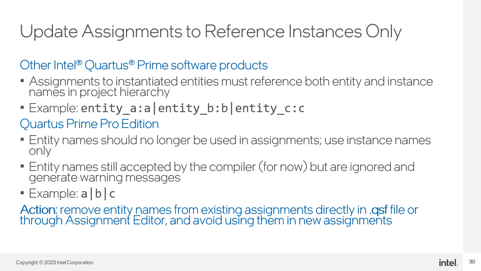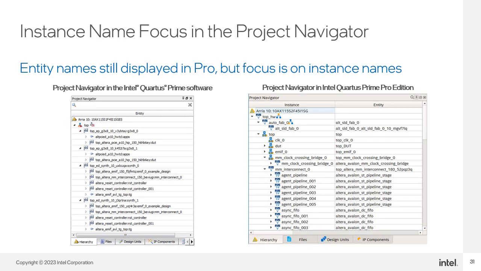So the action for this change in behavior is to go through your assignments and simply remove the entity names. You can do this directly in the project's QSF file or using the assignment editor. For new assignments, make sure to just use instance names. Tools in the Intel Quartus Prime Pro Edition software are now tailored around just the instance name.